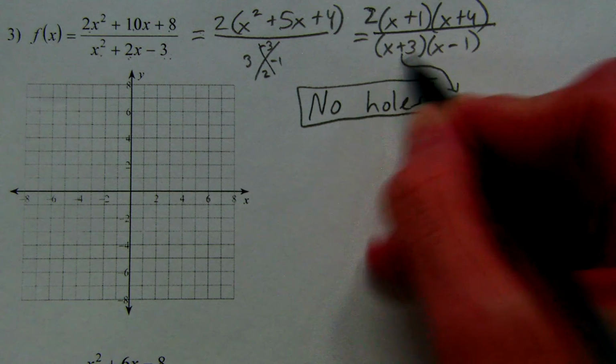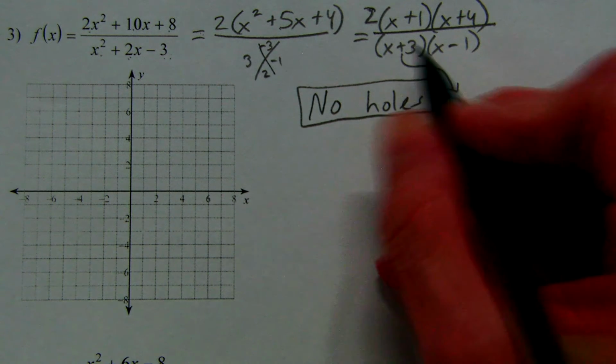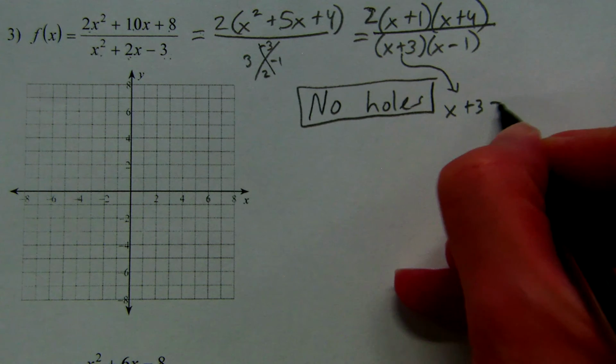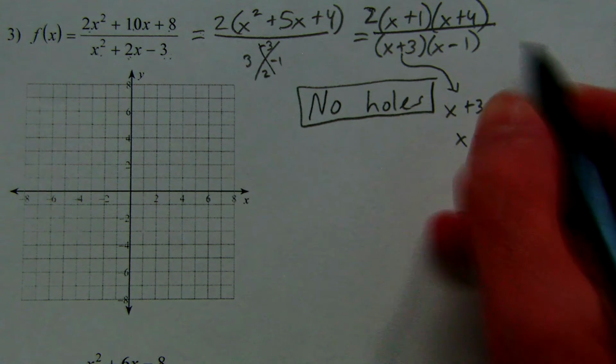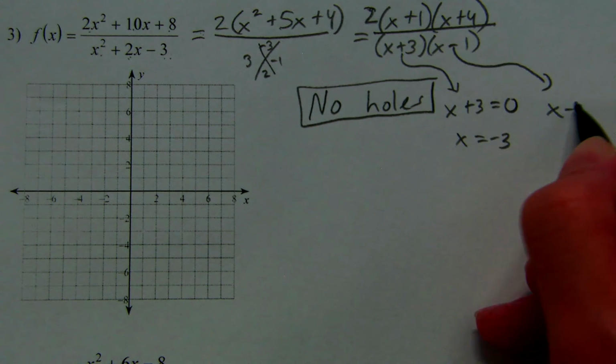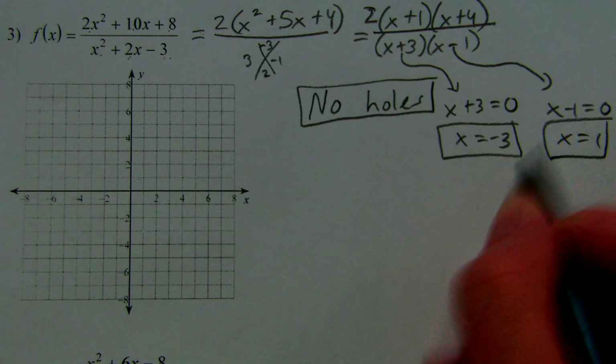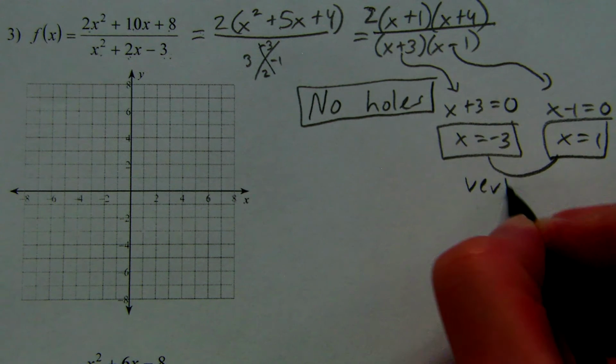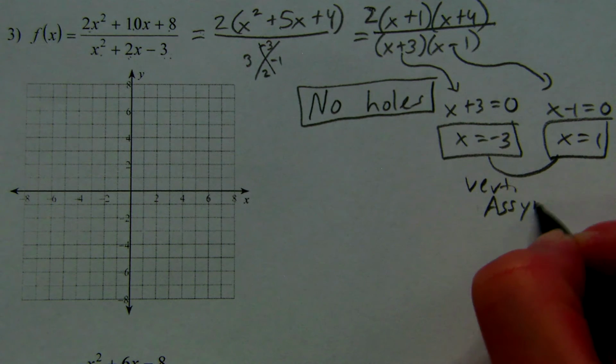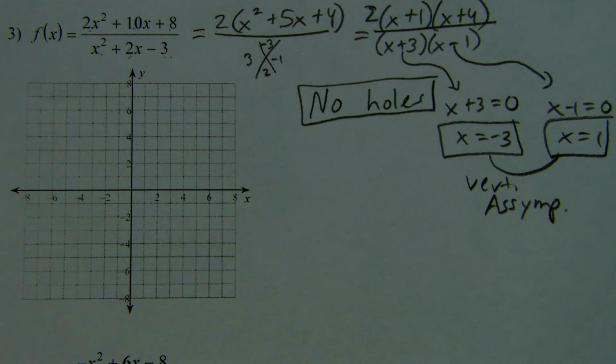So then we take, to figure that out, we have x plus 3. We want to see where that's 0. So x plus 3 equals 0 would give us -3. And then x minus 1 equals 0 would give us 1. And these are both going to be our vertical asymptotes. And so we can go ahead and draw those in.